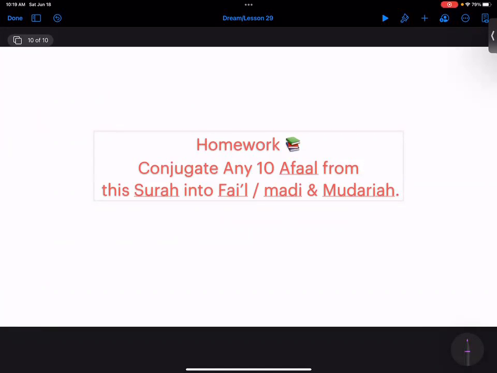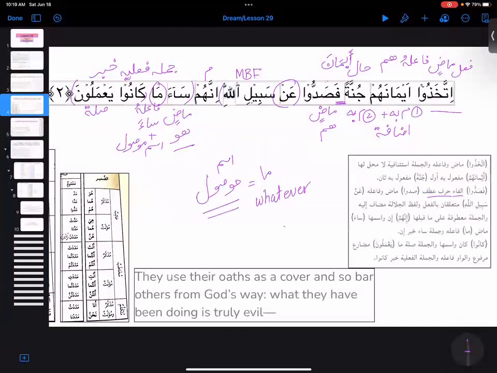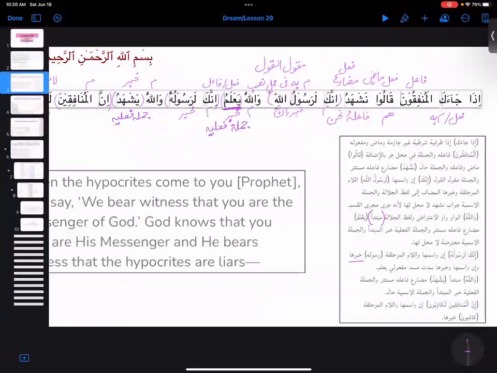Now the homework is that you need to conjugate 10 af'al from this surah into fi'l madi and mudari'. So this surah, Munafiqun we did. You can pick any 10 fi'l, whatever we have done so far, and conjugate them, madi and mudari' side by side. Homework, if you really want to be strong, is a must.